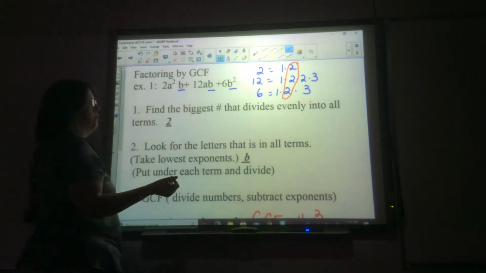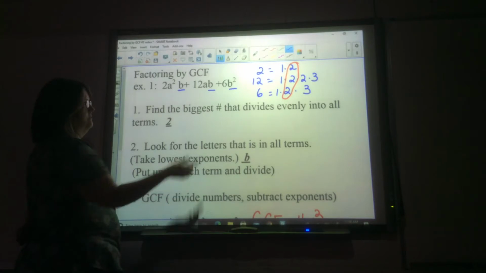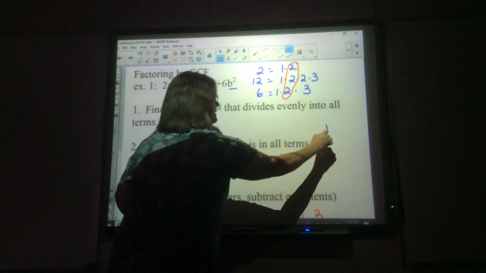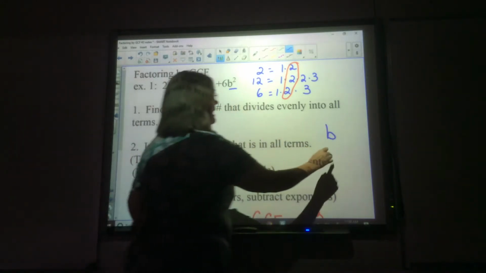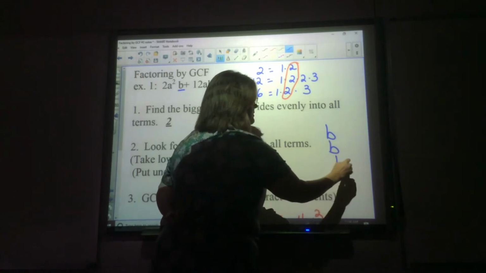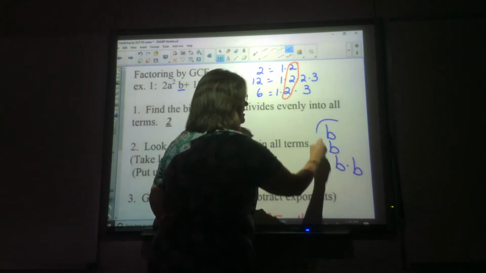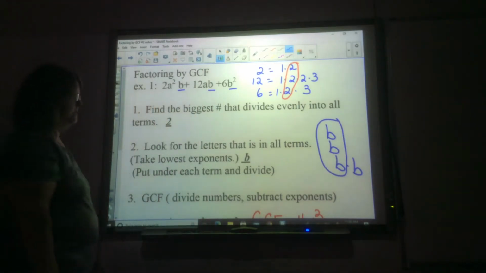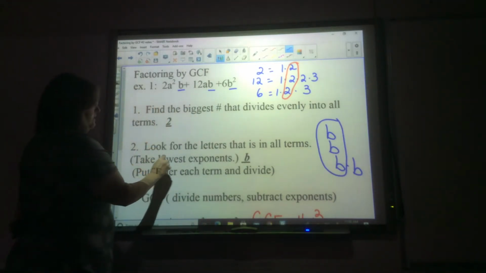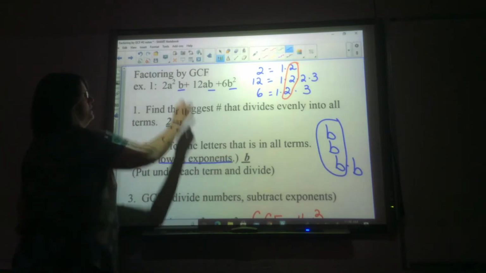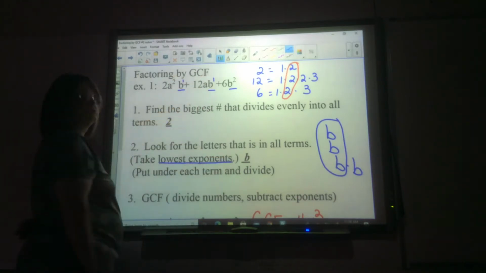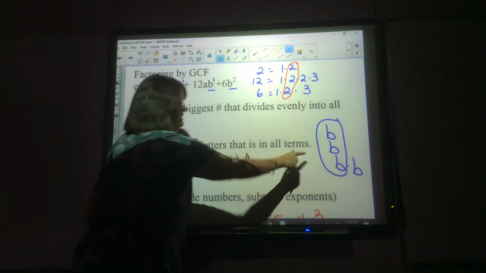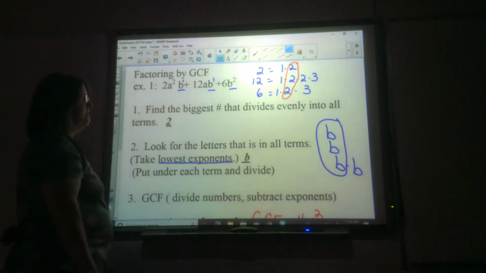Now, I want to take out what they have in common. In the first term, I've got a B. In the second term, I've got a B. In the third term, I have 2 of them. What they have in common is only 1. Now, the easiest way to tell that is by taking the lowest exponent out. What's the lowest exponent? B to the first. And that's all I can take. So my GCF is 2B.